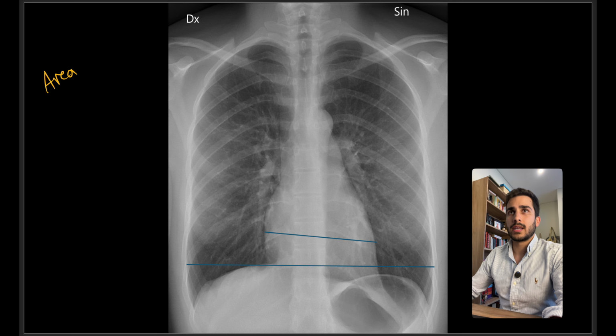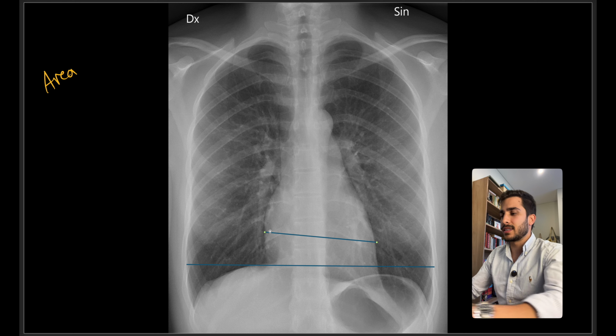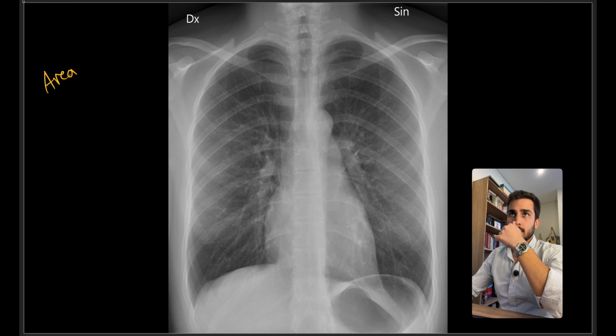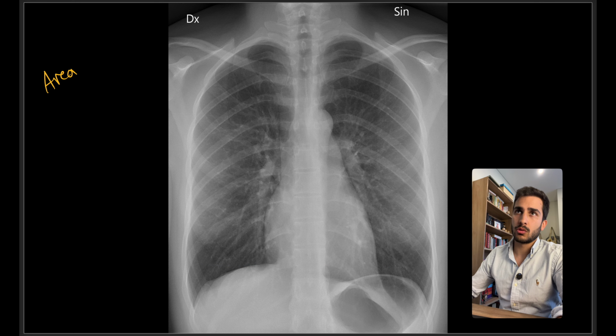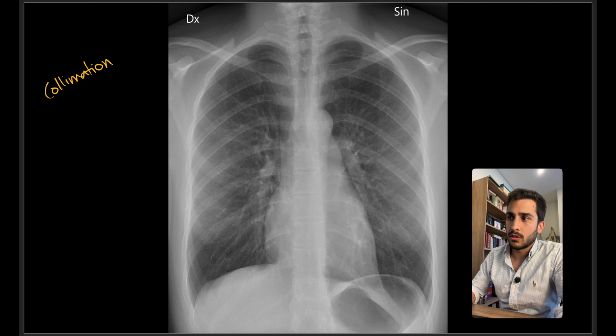And that was area. Now the next letter is C for collimation, so we're going to write that in. Collimation is essentially talking about the four-way collimation on each side. Is it too little? Is it too much? In this case, because there's nothing cut off on each side, we can say that it's not too narrow in terms of its collimation.